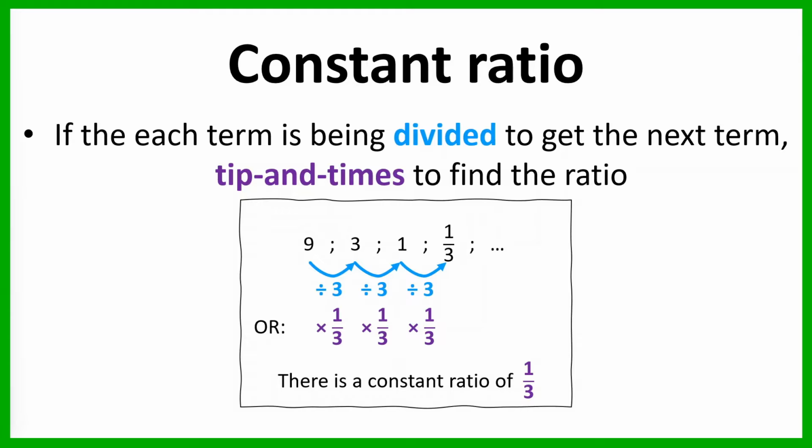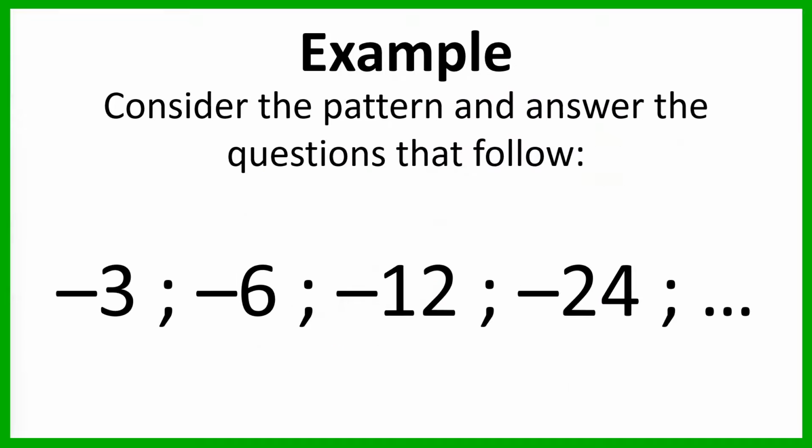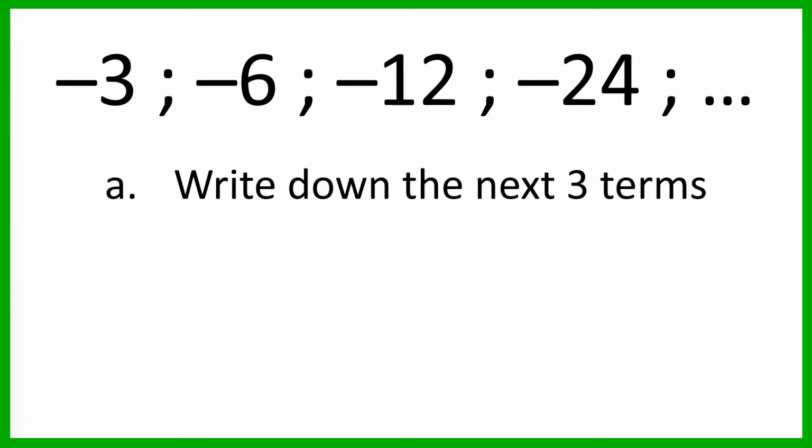So the ratio is whatever you are multiplying by. It's not what you're dividing by, it is whatever you are multiplying by. Okay, so now let's have a look at an example. In this example, you've been given the pattern -3, -6, -12, -24. We need to look at this pattern and answer some questions about it. The first question is we need to write down the next 3 terms.